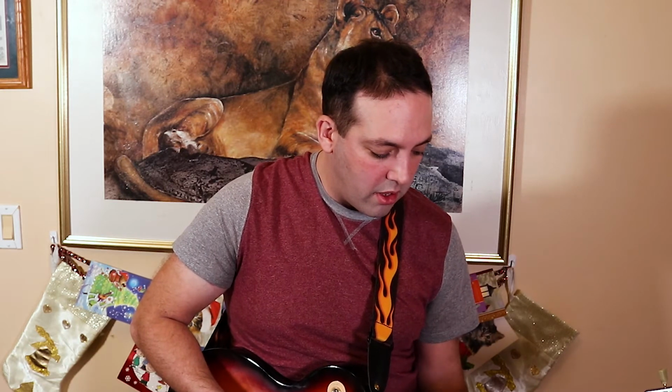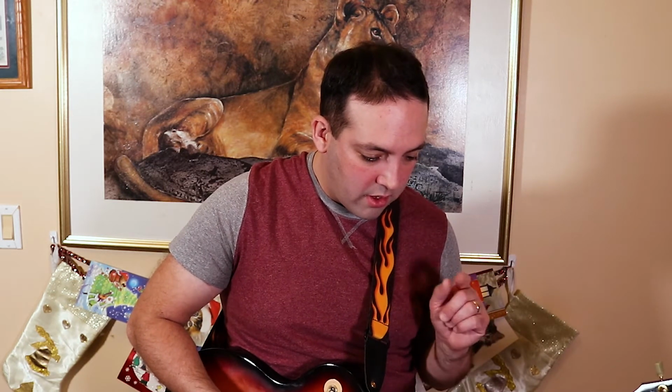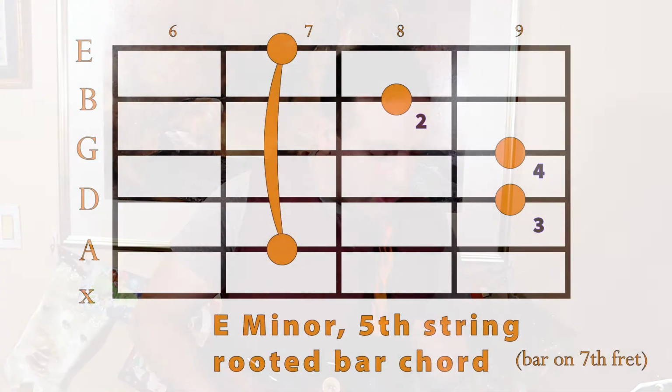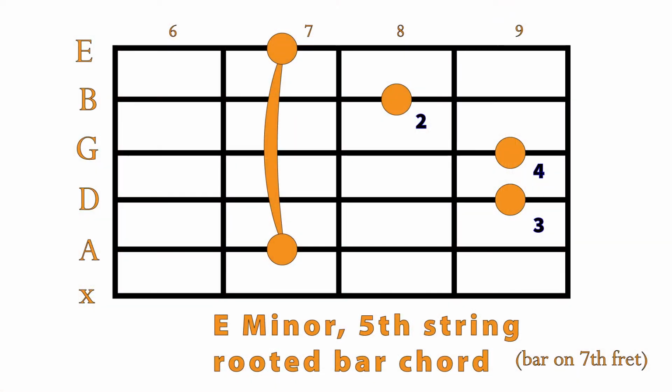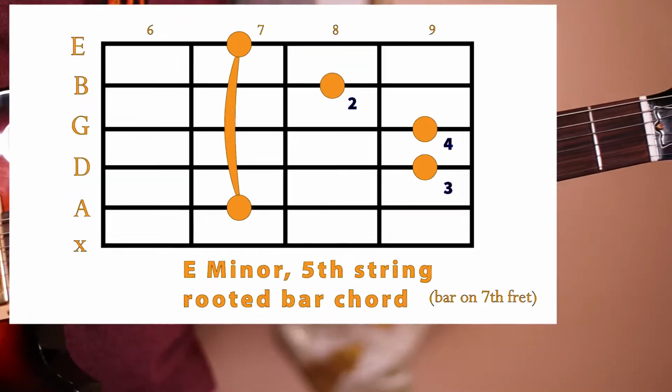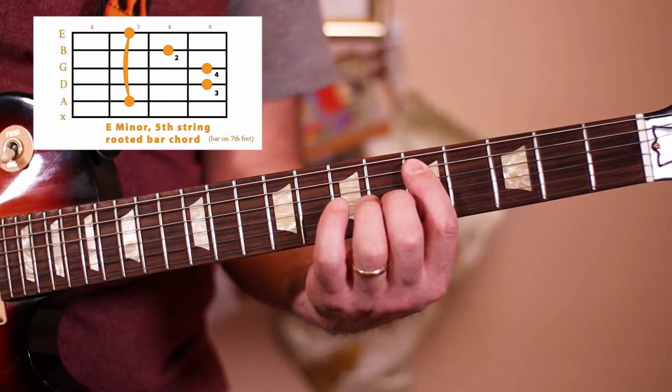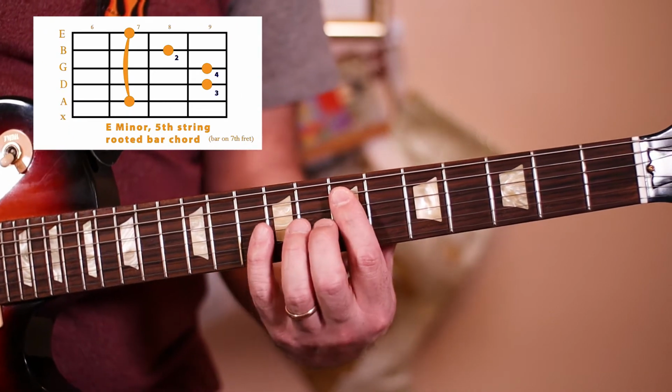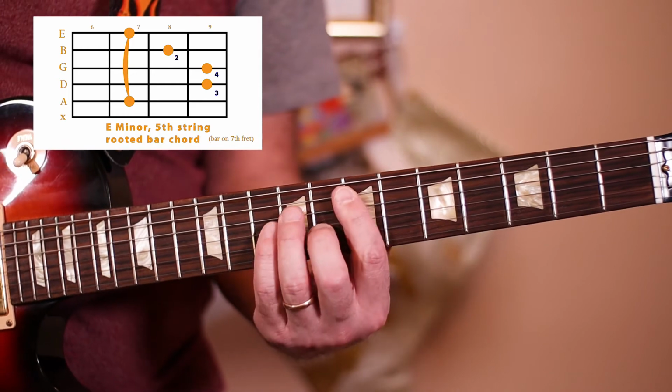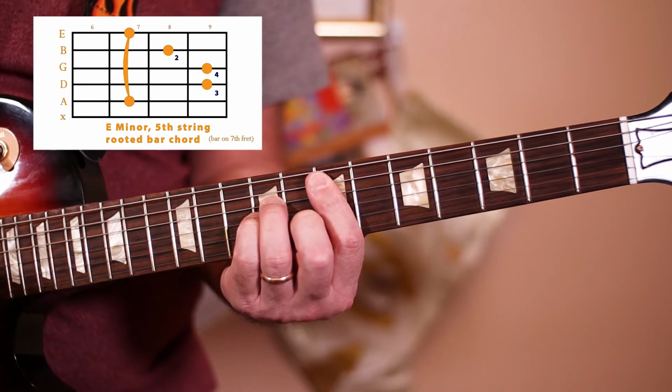Let's try to find some other E minors. Anywhere we have the E, the G, and the B, we have an E minor. So, 5th string rooted bar chord. The root is on the 5th string. Here we have the 7th fret for the E. And it's played like so.